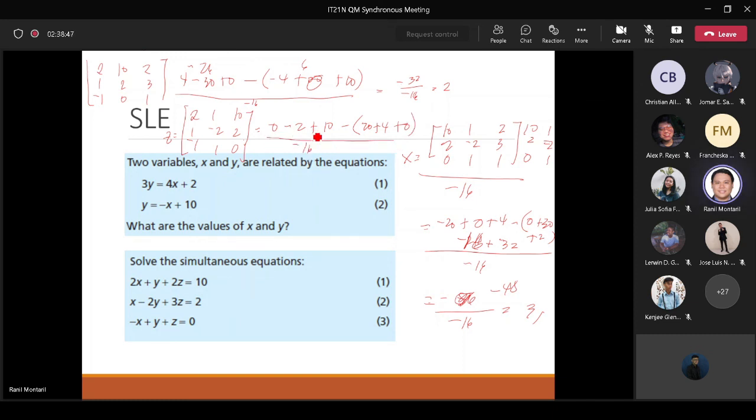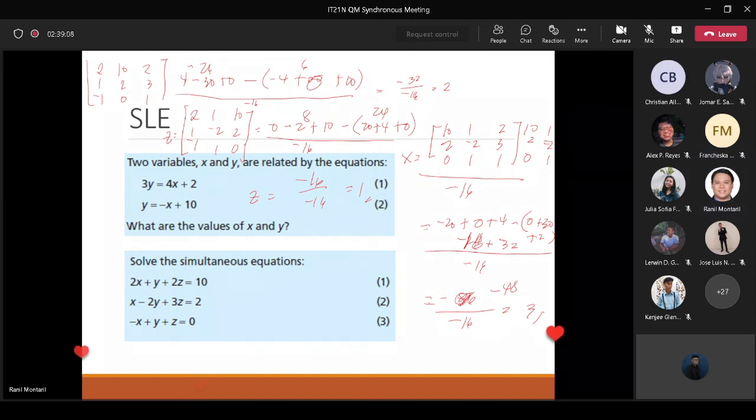So this is equal to what? 8 minus, what is this? 24? Tama? Tama ba? So 24 minus 8, negative 16 over negative 16. Therefore, z is equal to 1. There you go. So what can you say about Cramer's rule?